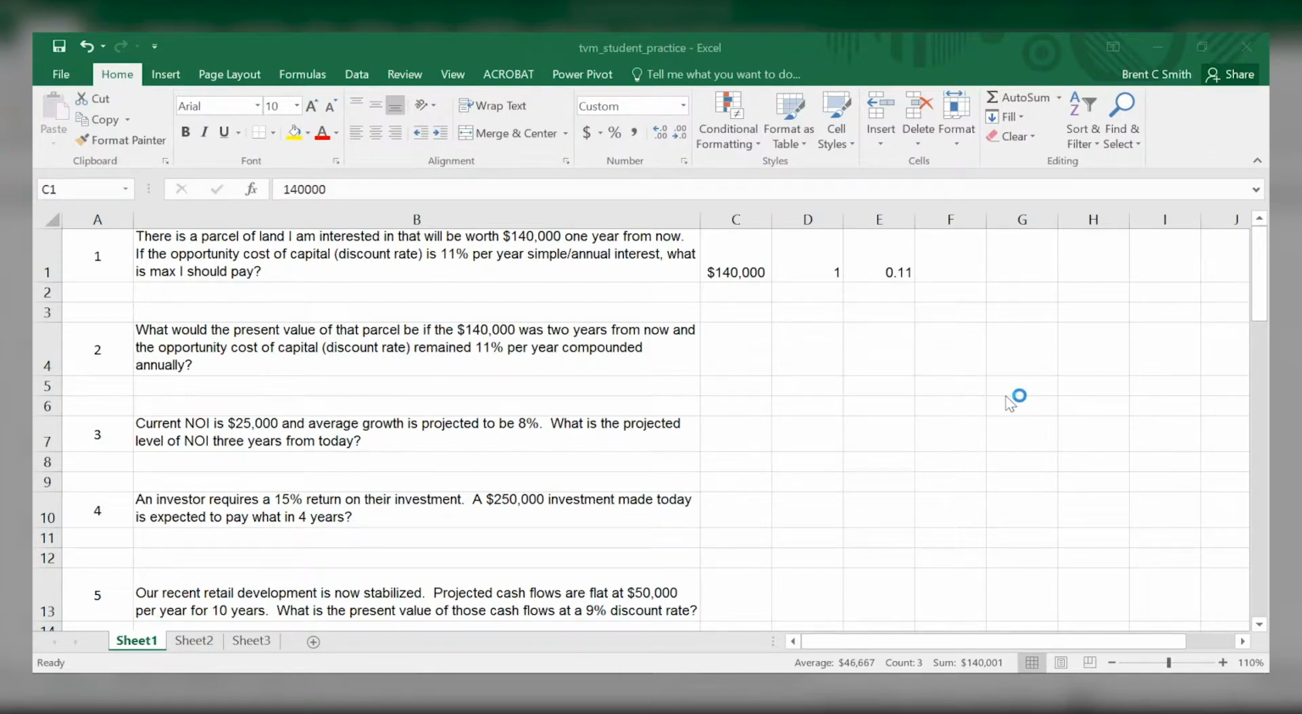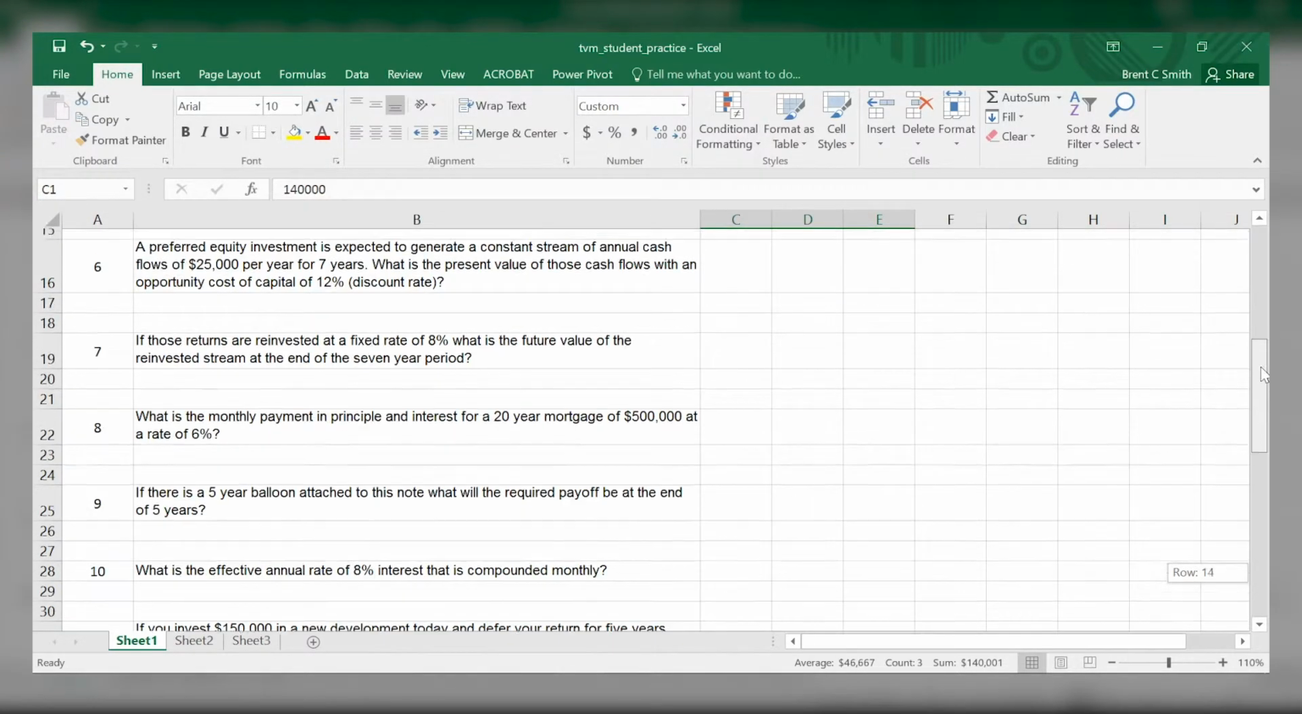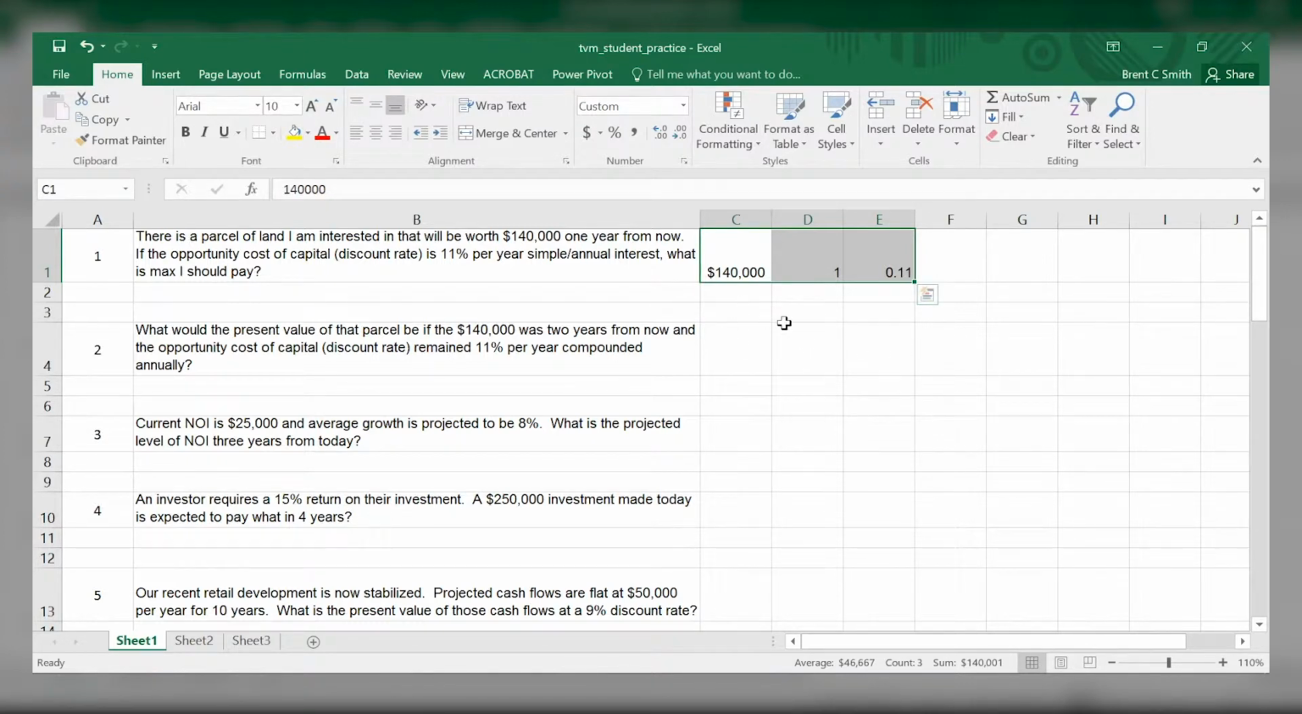I'm going to go through the first one with you, and then I'll leave you to take care of the rest of them. There's a total of, as you can see, 14, and they have different requirements along the way. They get progressively more challenging, as you can imagine. Let's take a look at this first one together.